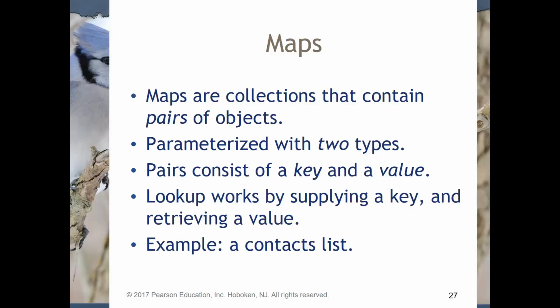Maps are collections that contain pairs of objects, parameterized with two types. They're called key-value pairs. You supply the key and it retrieves the value. If you took a database class, then you should already be familiar with this concept. If you haven't, think of it as the key being unique, meaning you can't have duplicates, and when you supply that unique key, you get the value back.